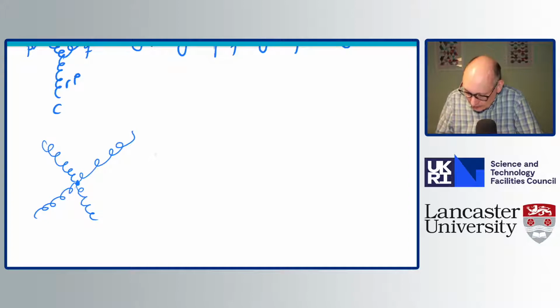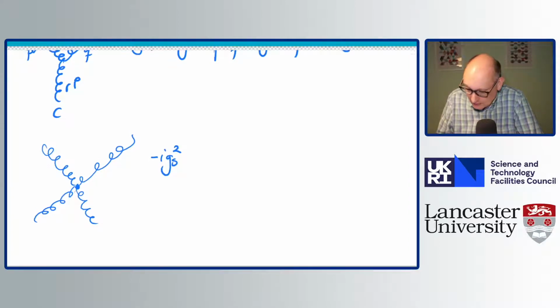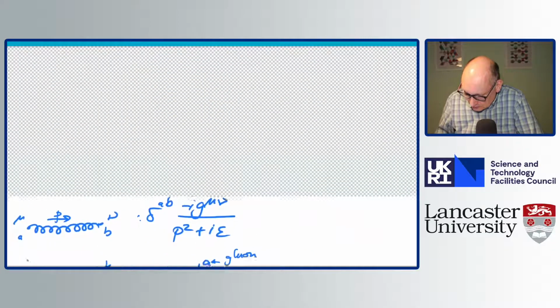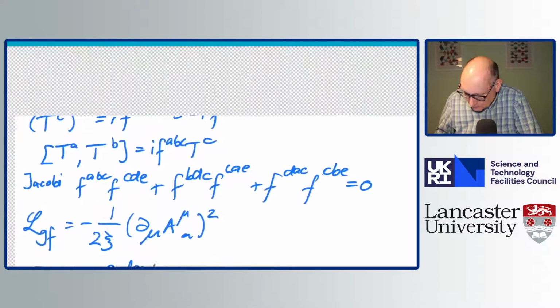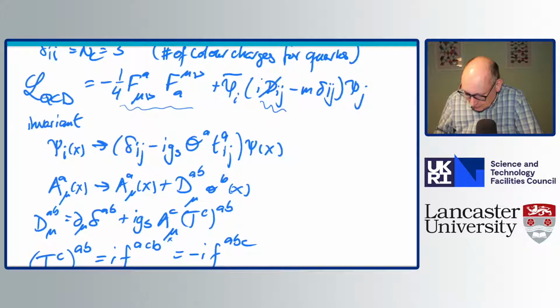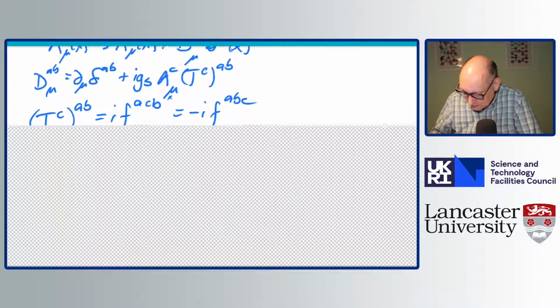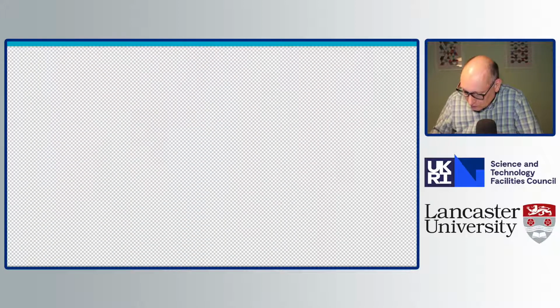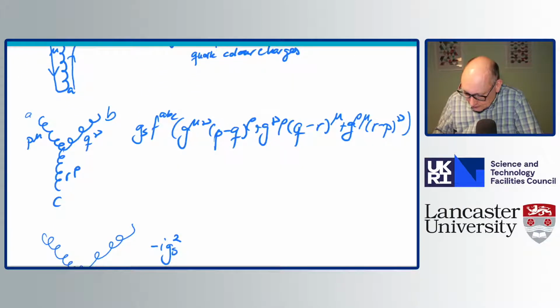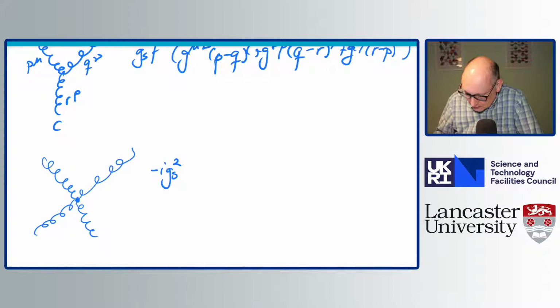So the final rule here will be minus i g_s squared, right? Because, as I said, in order to get four powers of alpha, we need that term twice, and every time it comes with a g_s. So the four-gluon vertex will be a g_s squared term, and there can be no momentum dependence, so all that's left then is color dependence. So that's f^{ABE}.